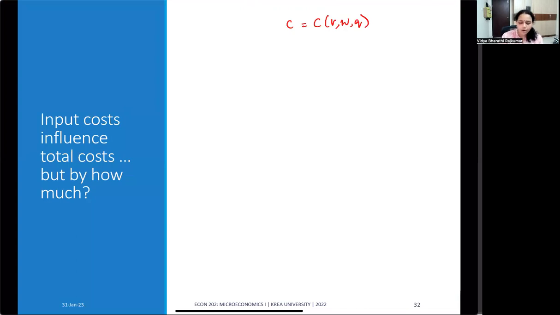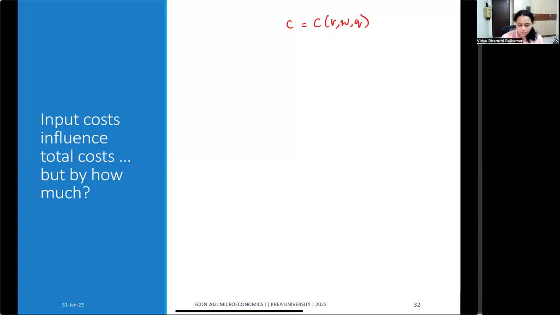Now, when we wrote down our cost function, the cost function is always written as a function of V, W, and Q. V and W are the input prices, and Q is the output that is being produced. Now, we mentioned earlier that these cost functions are constructed under the assumption that your input prices are constant, and the technology that we use to produce the output is also held constant. Now, when any of these change, your costs are also going to change. So that's what we're going to study now.